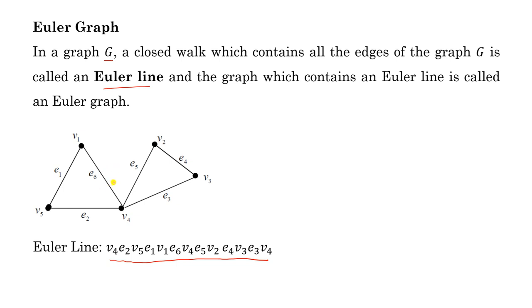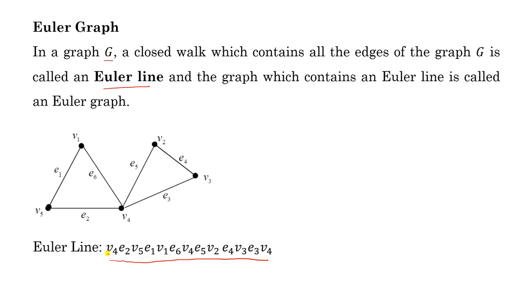In an Euler graph, isolated vertices are of no use. That's why we assume that an Euler graph does not contain isolated vertices. Another thing, since an Euler graph contains an Euler line, means a closed walk which contains all the edges of the graph G, that's why we can say an Euler graph is a connected graph.